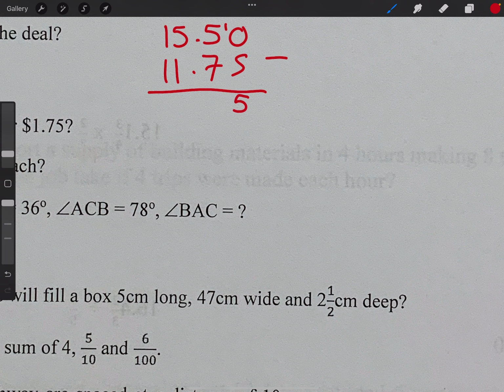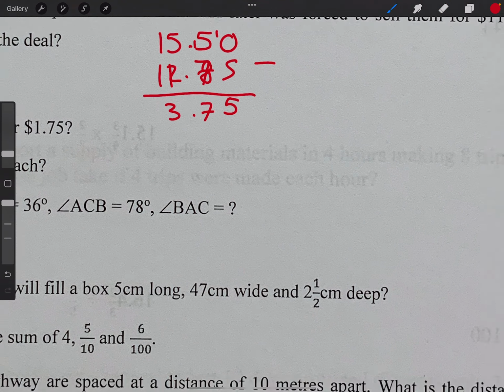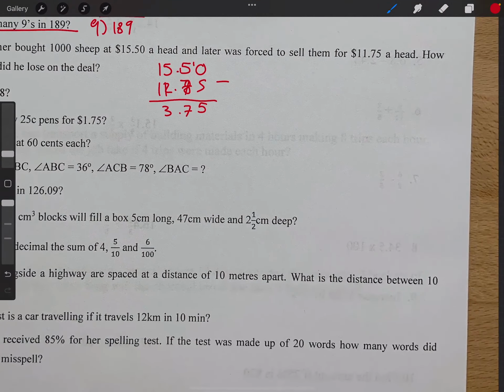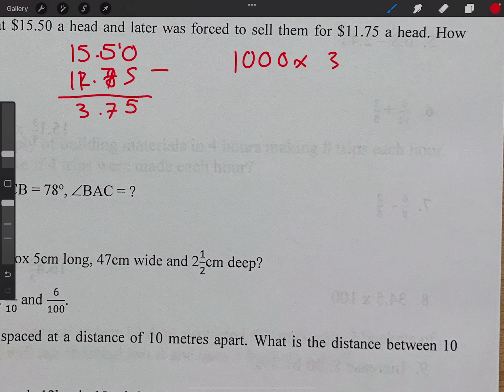This will be a 5, you take it away. This will be an 8, 15 take away 7. This will be a 2, 5 take away 2 is 3. That means for each sheep you lost $3.75. But how many sheep did you sell? Well, you bought 1,000 of them, so you sold 1,000 of them. So that means you're going to take 1,000 times the $3.75 loss for each sheep.